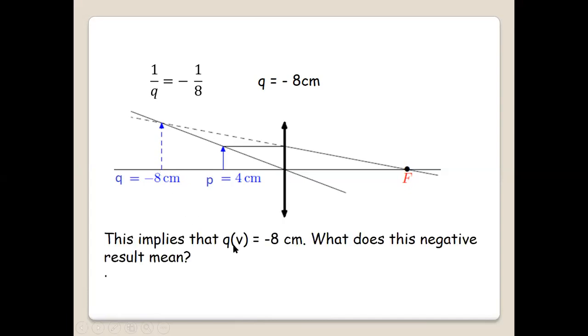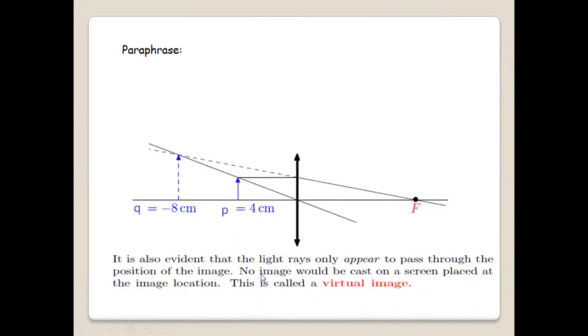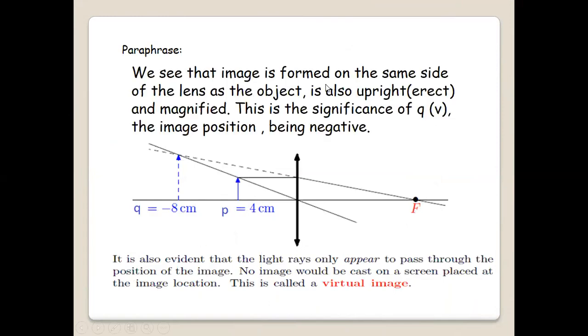Now what does this minus sign in this result mean? The minus sign tells us that the image is formed on the same side of the lens as the object, and it is also upright, erect and magnified. This is the significance of q, the image position, being negative.